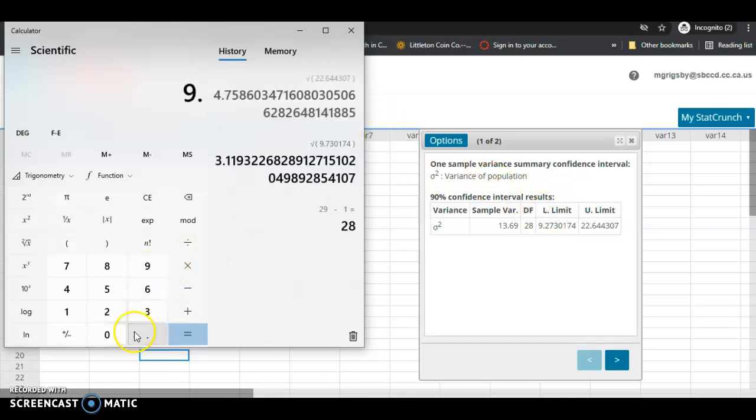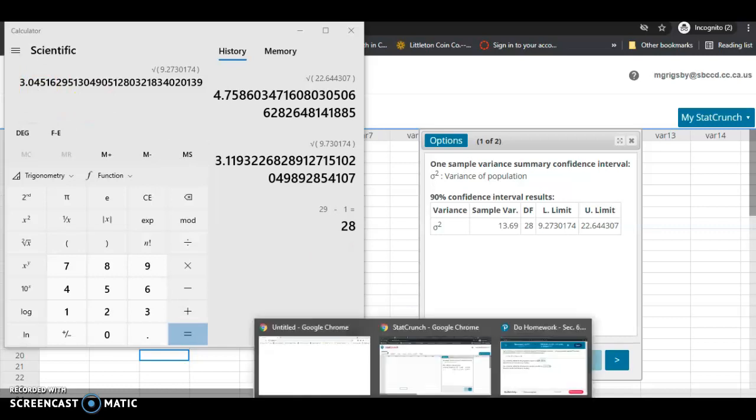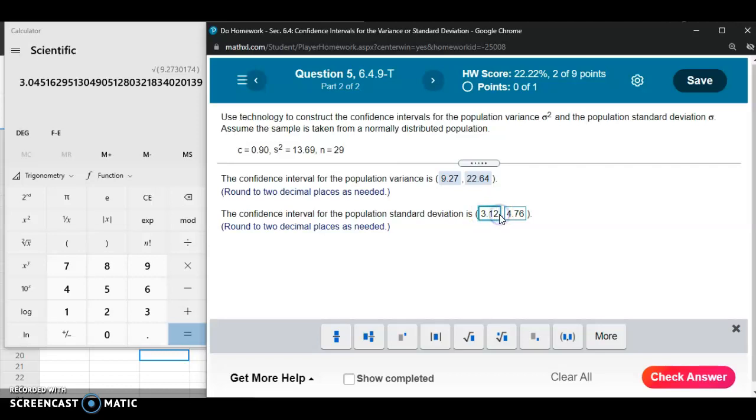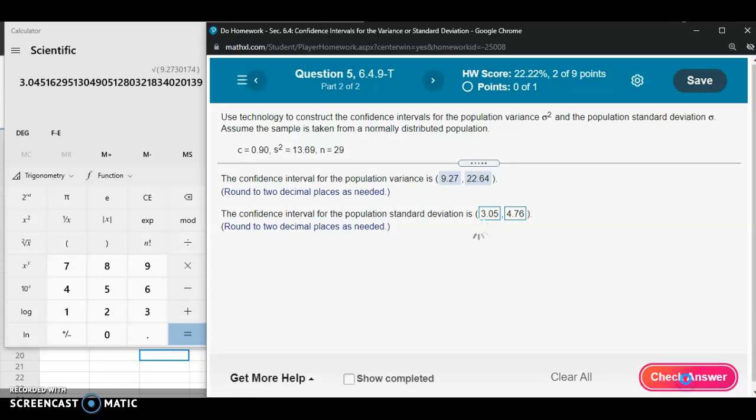So 9.27, 3.0174. Enter that very carefully. Take the square root, and we get 3.045. When rounded to 2 decimal places, it's about 3.05. I believe the upper limit is correct, so we've got to change the lower limit. So 3.05. Let's check our answer. And our answer is correct. So that completes question 5.